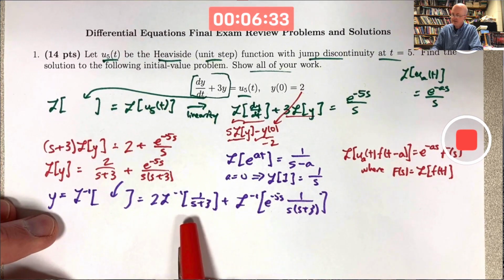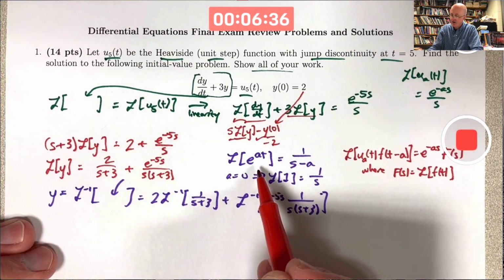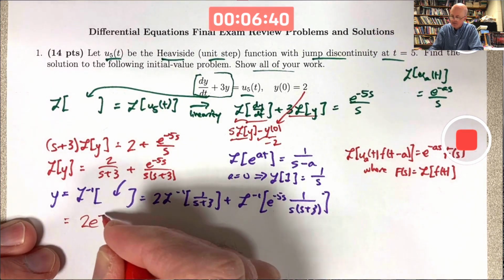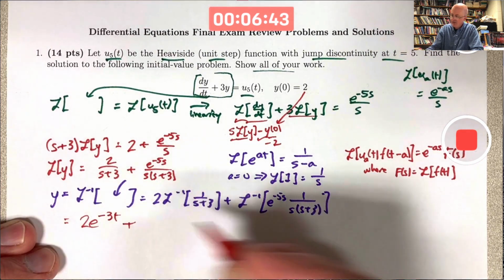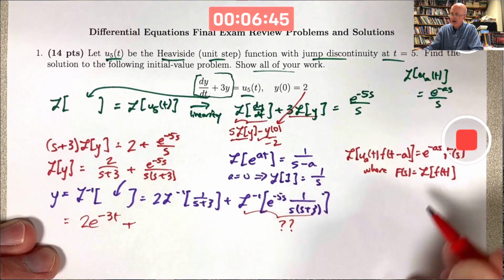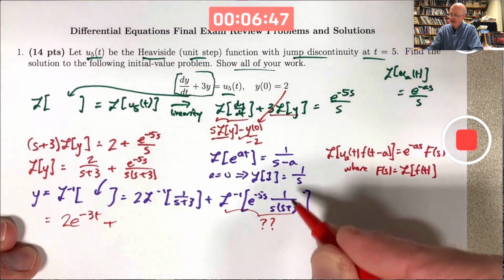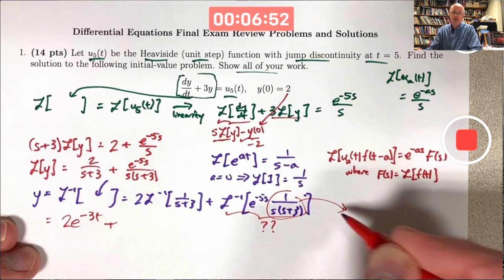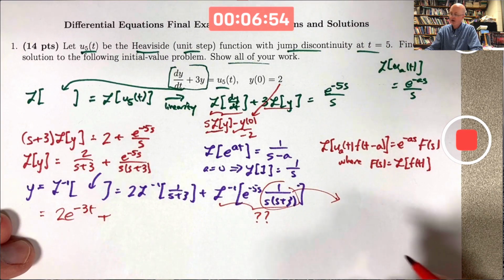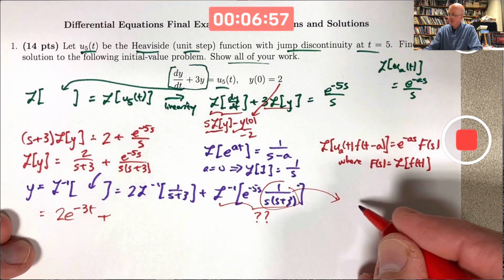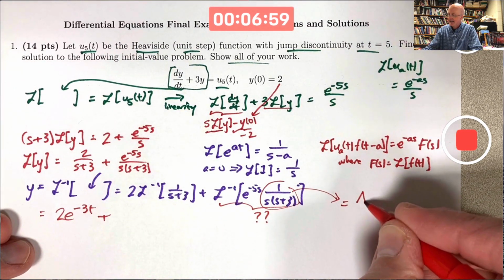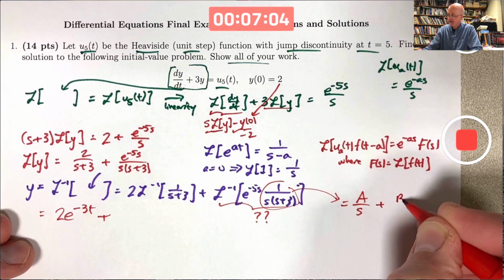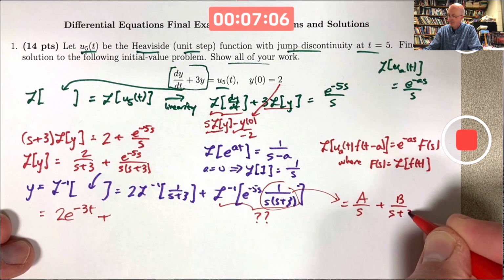So 2 times this inverse Laplace transform, by this fact right here, where a is taken to be negative 3, is going to be 2 times e to the negative 3t. But what about this part right there? How do I use this fact? It's not so clear what to do with this expression. What you do is something you do in calculus 2. You use partial fractions. We want to take 1 over s times s plus 3 and write it as some constant, call it capital A, over s, plus some other constant, call it capital B, over s plus 3.